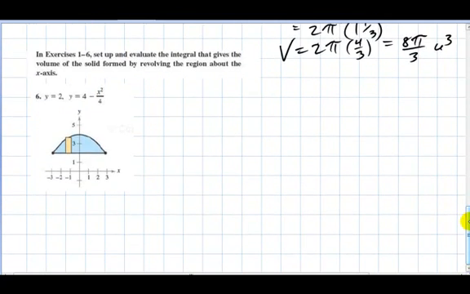Alright, now for the fun one here, number 4 in ours. This is a tough one here because of the bounds. Alright, a lot of arithmetic. Okay, so let's see what we can do. First of all, we want to set up and evaluate an integral that gives the volume of a solid by revolving the region about the x-axis. Keep that in mind.